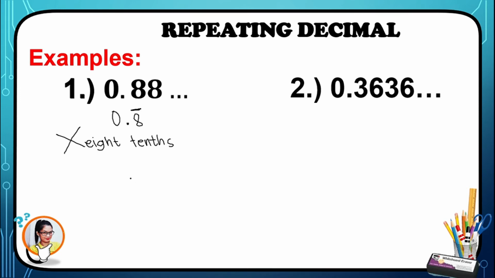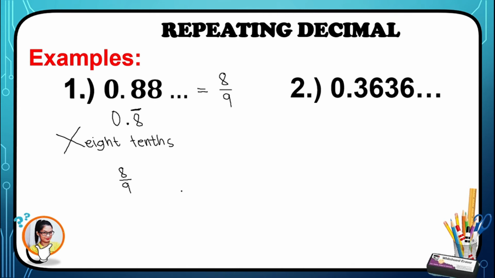Now, how are we going to convert it into fraction? Since we will not divide it by 10, we'll divide it by 9. Why 9 only? This is because it is not 8 tenths. So we'll subtract 1. So 0.88 is equivalent to 8 over 9.